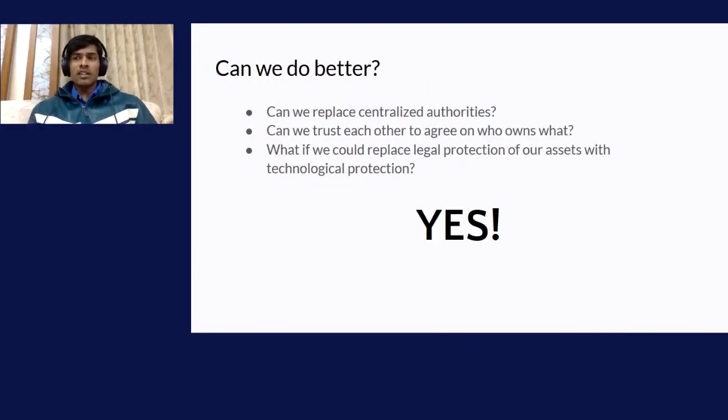So the question that we ask ourselves as technologists is, can we do better, right? Can we replace centralized authorities? Can we trust each other to agree on who owns what? So not being reliant on anyone to tell us who owns what. Can we trust each other? And what if we could replace the legal protection of our assets with technological protection?